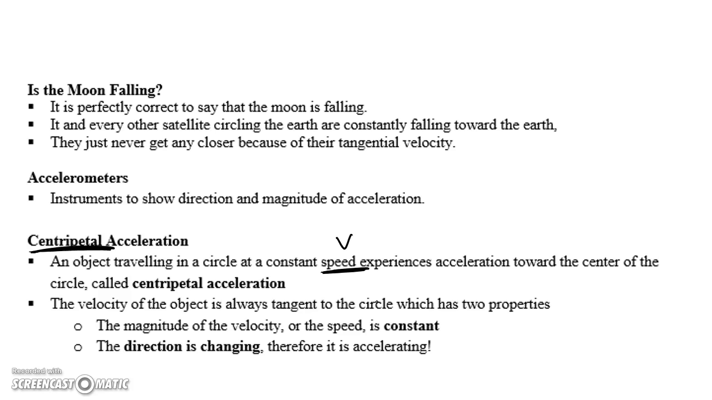which has two properties. The speed is constant and the direction is changing. Therefore, it is accelerating. So the speed is the same magnitude at all points. The acceleration is the same magnitude, but it is always pointing towards the center of the circle, and the velocity is perpendicular to that at all points in time. So those things are both changing.